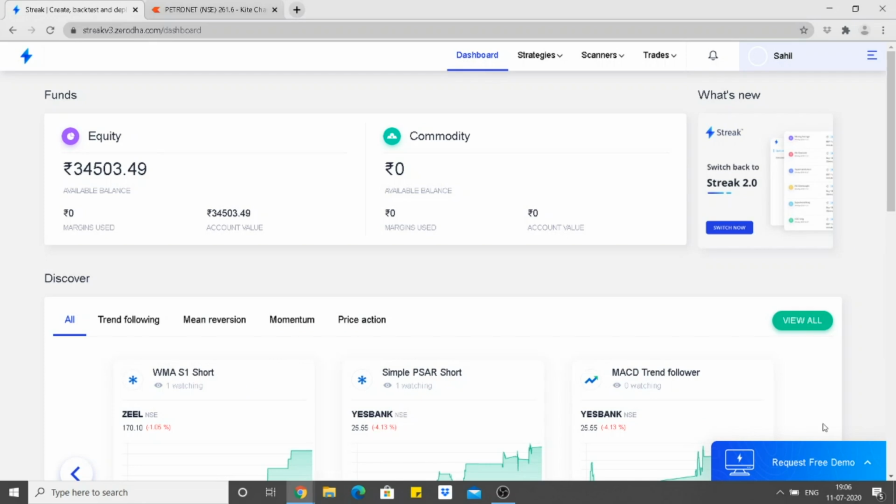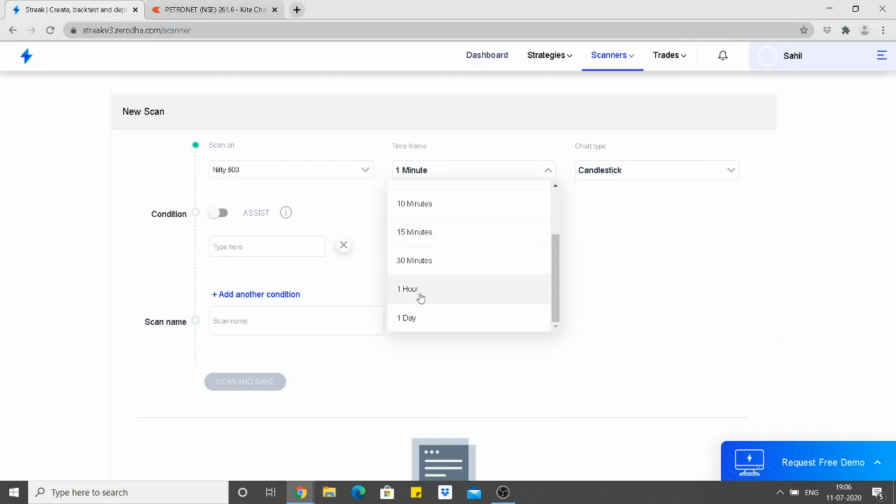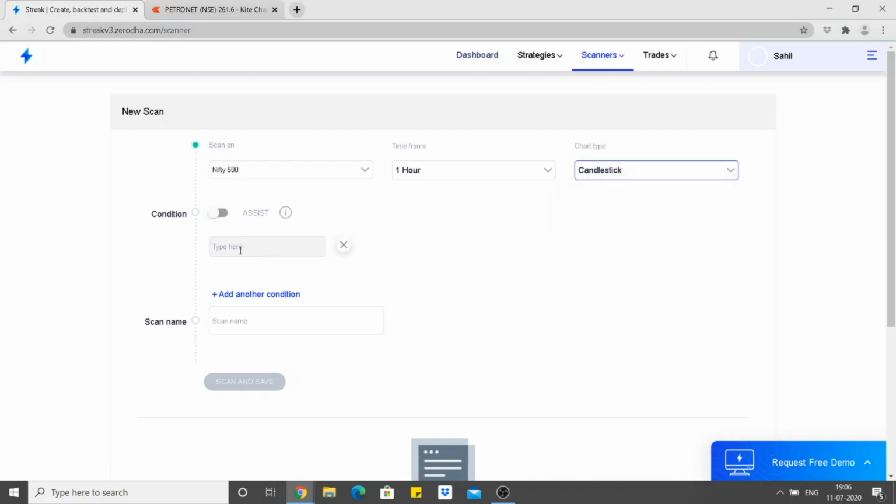All you have to do is log on to streak.zerodha.com and it will lead you to this dashboard page right here. Since we are creating a scanner, we will go to the create scanner section and begin. I'm going to be scanning the entirety of Nifty 500 stocks. My time frame is going to be an hour. You have the option to select either of the two chart types, that is candlestick and Heikin Ashi. But for this example, I'm going to be sticking to candlesticks.